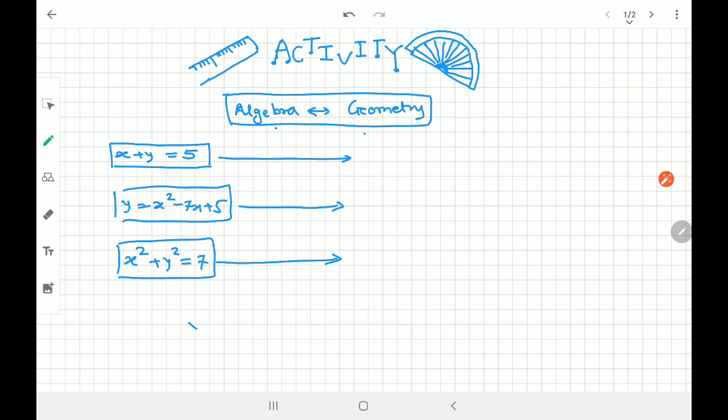This year you have only linear algebraic equations. Now out of these three, which one is the linear algebraic equation? This one is called a linear algebraic equation. Why do we call it a linear algebraic equation? Because the variables have power 1. You can check that the variables x and y have power 1. That's why we call it linear.